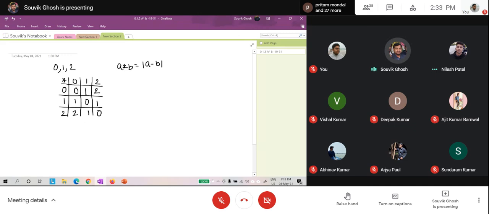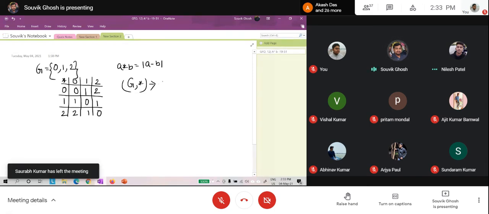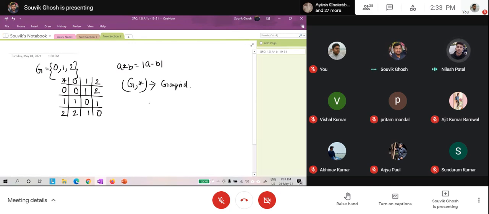These are the resultants, that is 0, 1, 2. Do these elements belong to the set G? Yes, sir. So that means G along with the operation star is a closure groupoid. This is the first property. So now what is the second one?